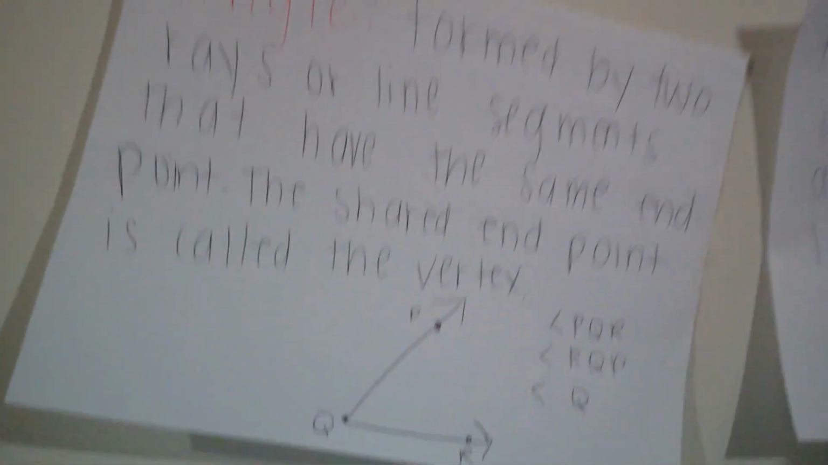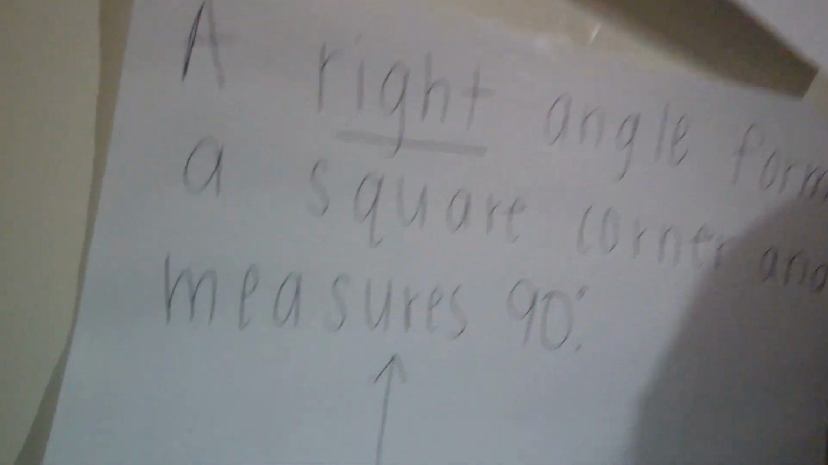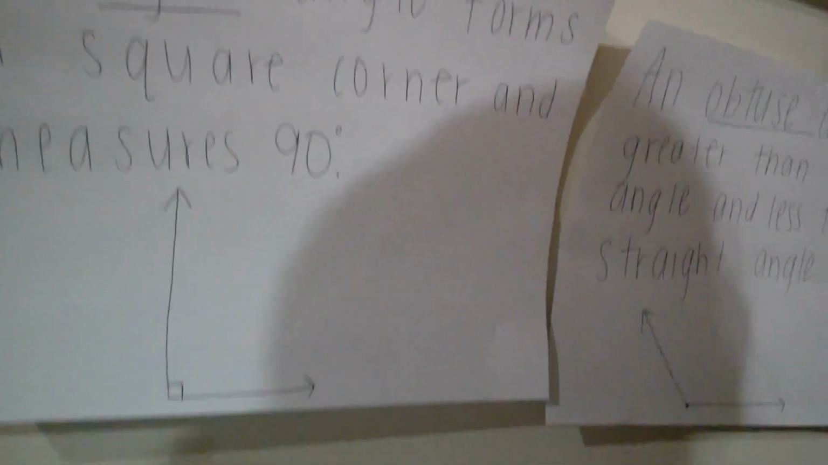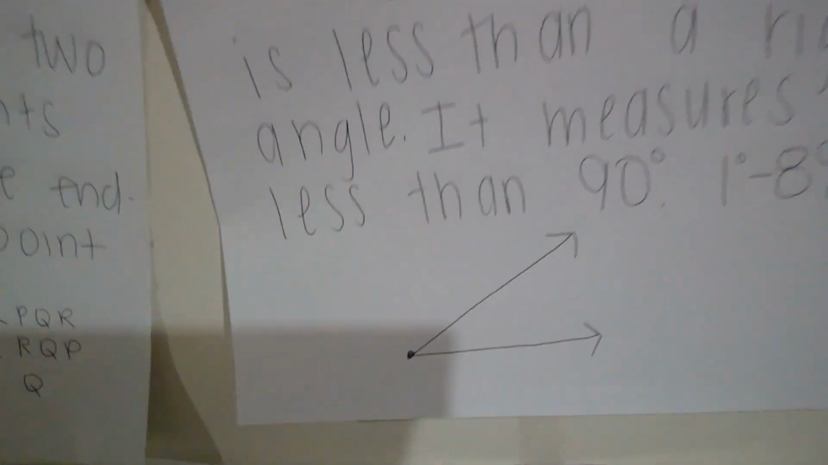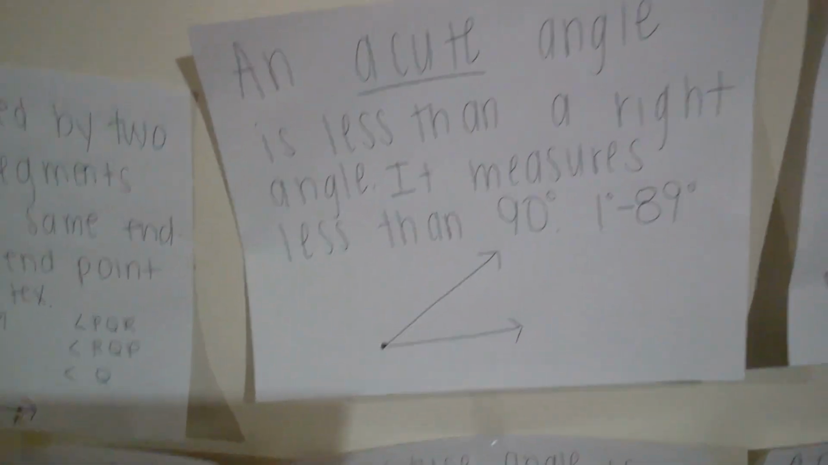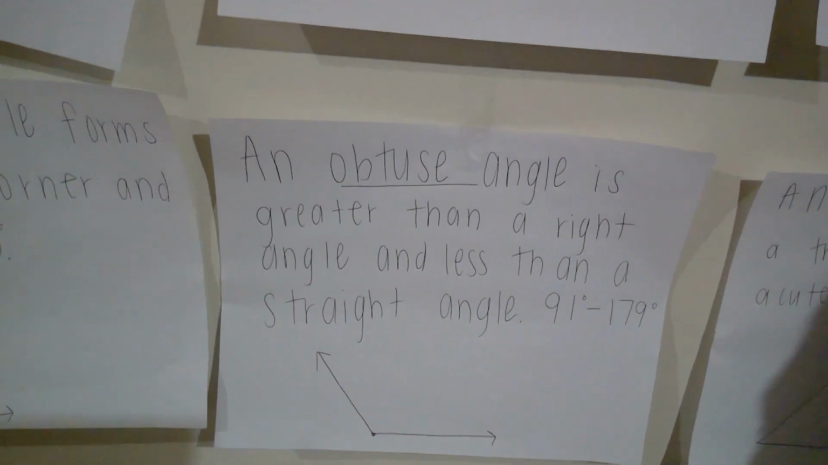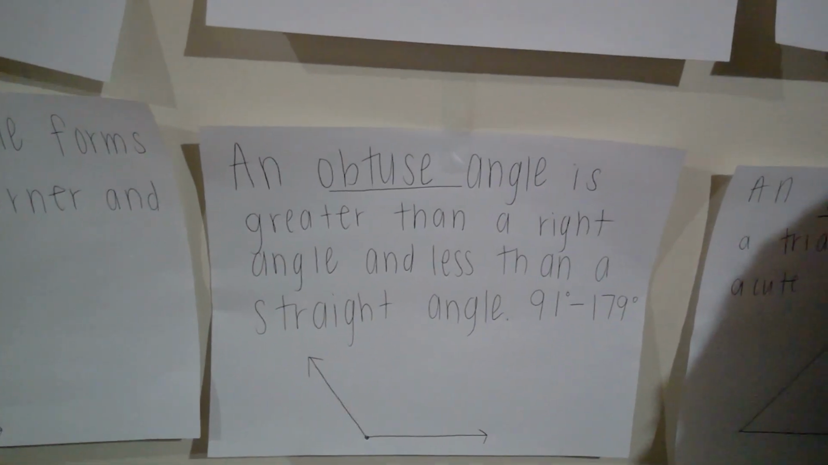Okay, so we talked about angles. A right angle measures 90 degrees. A straight angle measures 180 degrees. An acute angle measures less than 90 degrees. An obtuse angle measures more than 90 degrees but less than 180.